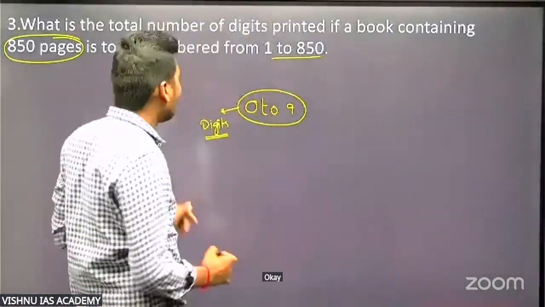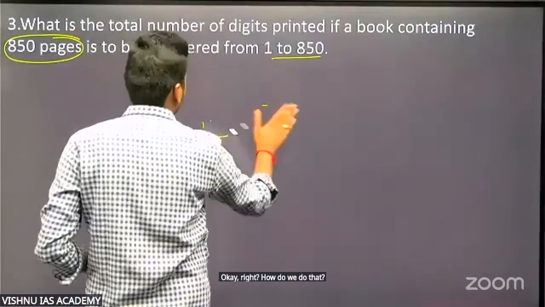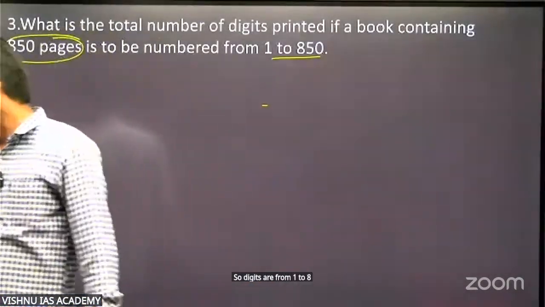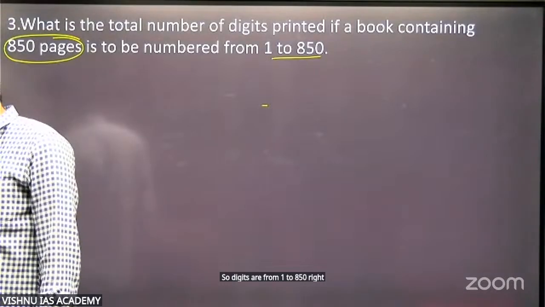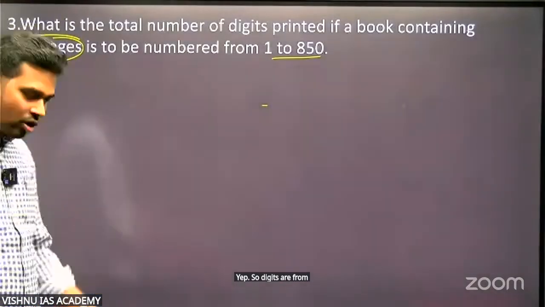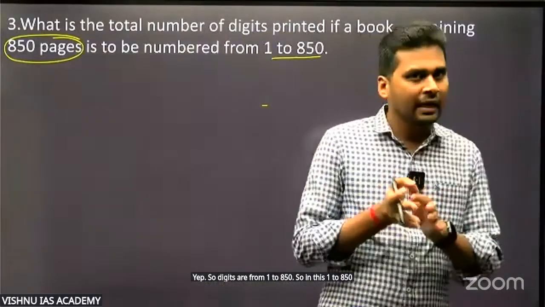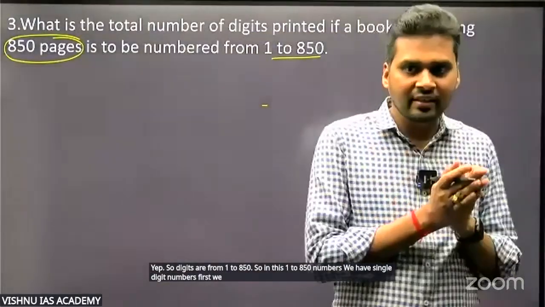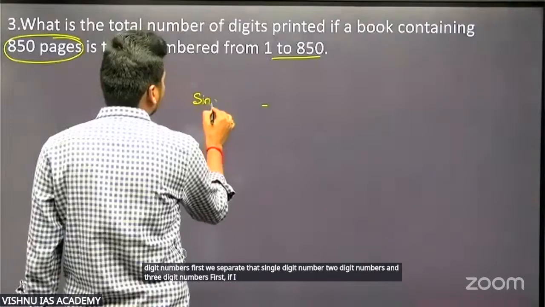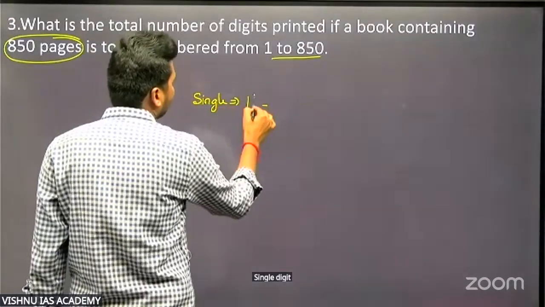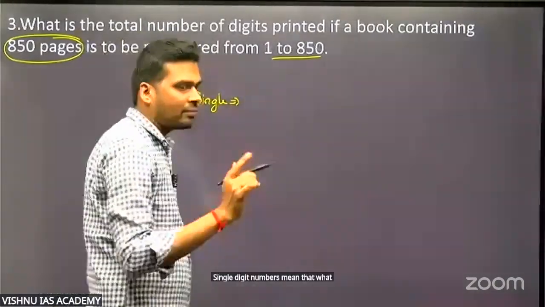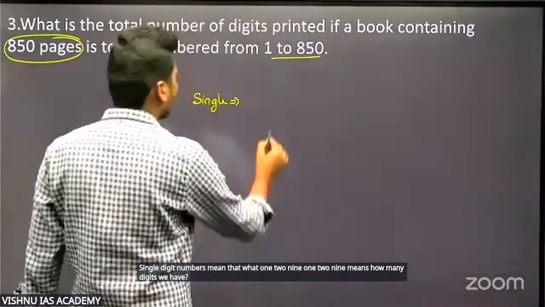Okay, right? How do we do that? So digits are from 1 to 850, right? So in this 1 to 850 numbers, we have single digit numbers. First we separate that single digit numbers, 2 digit numbers and 3 digit numbers, right? First, if I take the single digit numbers, the numbers are from 1 to 9, right? Single digit numbers mean 1 to 9. 1 to 9 means how many digits we have? 9. So we are using 9.